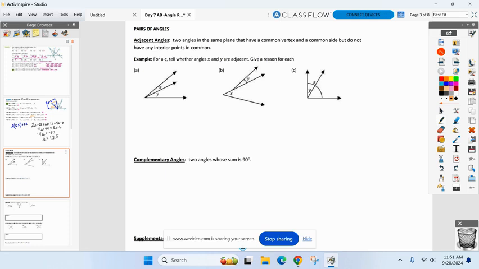So everybody look at letter A. Everyone see angle X and Y? We're going to figure out if they're adjacent or not right now together. Do they share a vertex? Yes. Check. Do they share a side? Yes. Check. Now, here's what I mean by no interior points in common.